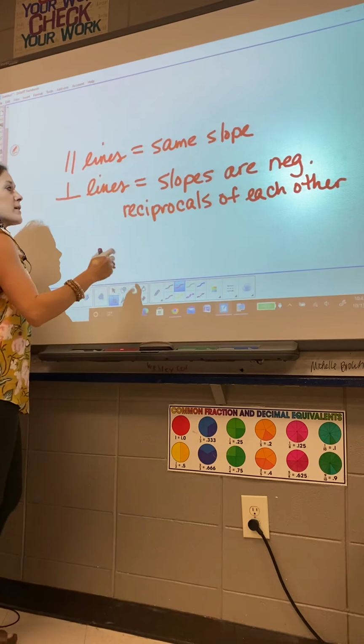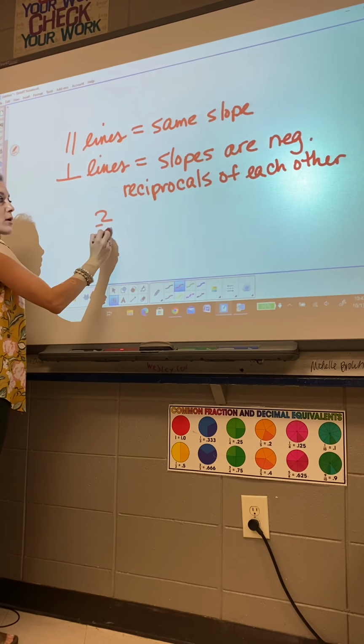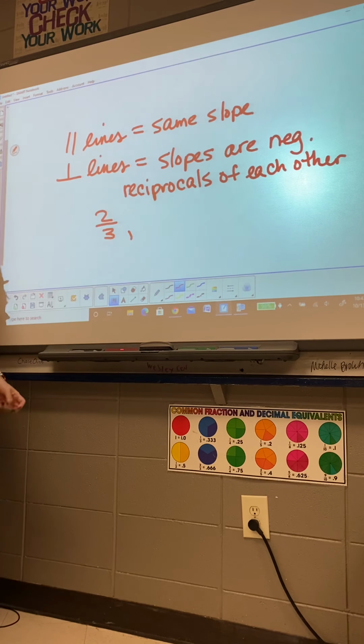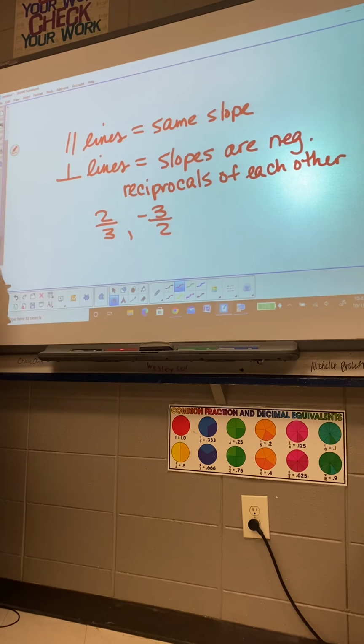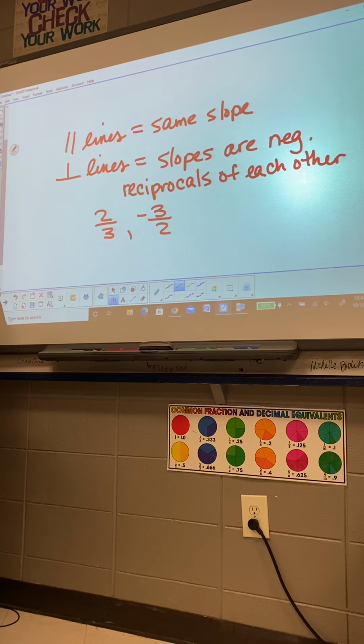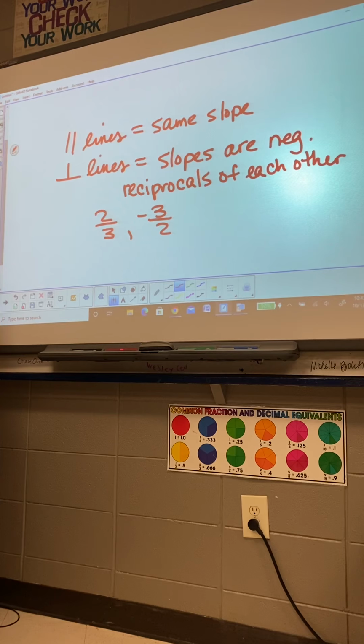Okay, for example, if you have a line with a slope of 2/3, a slope perpendicular to that would be -3/2. That's probably the best way to explain it, is just to show an example. Does that make sense? You see how one of them's completely flipped over, and one of them's positive and one of them's negative.